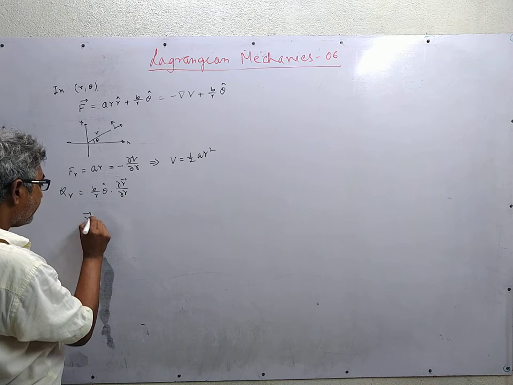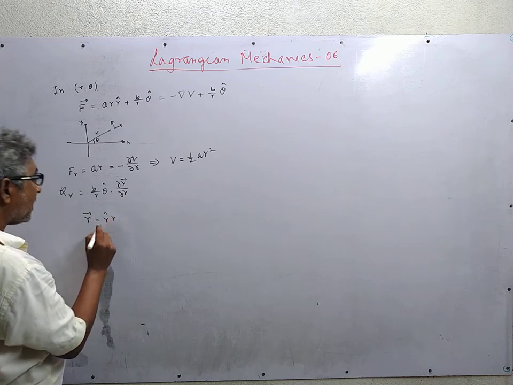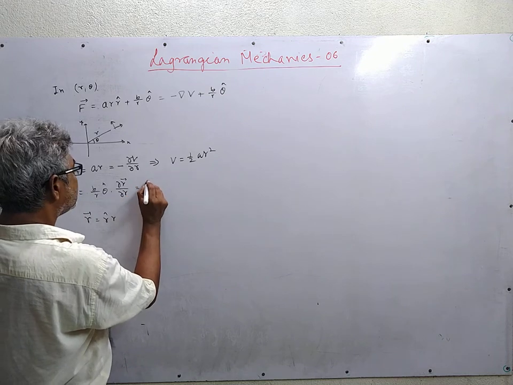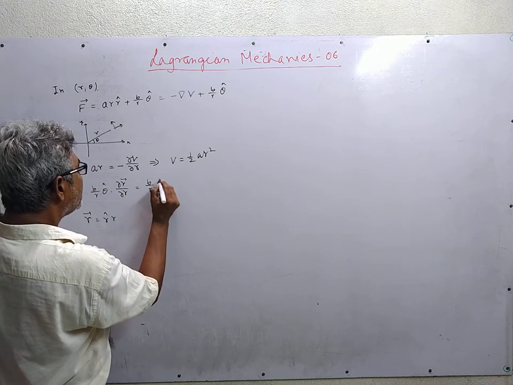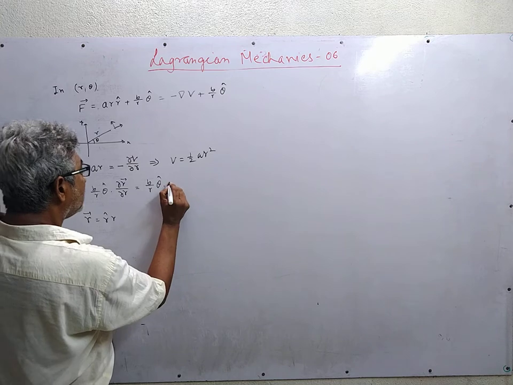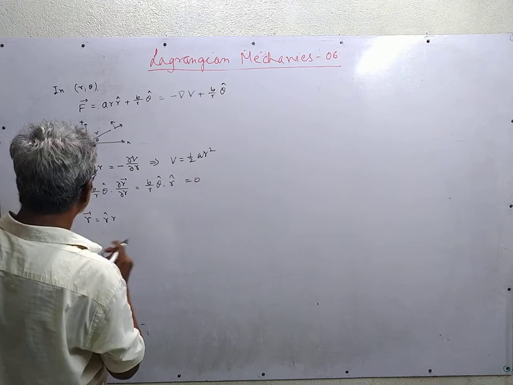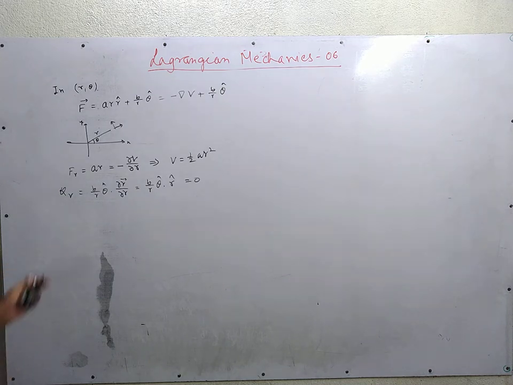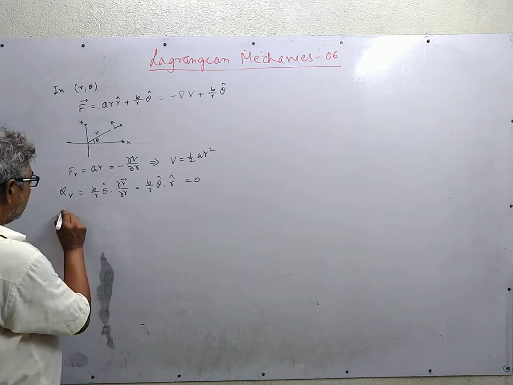B by r theta cap dot del r del r. Note that the r vector is r cap times r, so del r is r cap. So this is B by r theta cap times r cap, which is 0. So the non-conservative part doesn't contribute anything to the radial part.